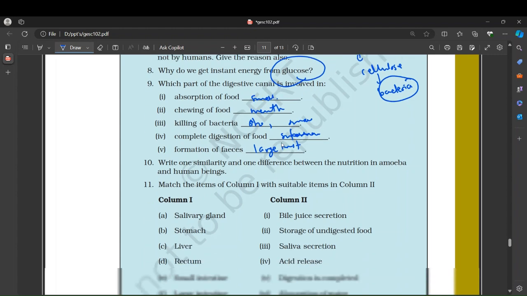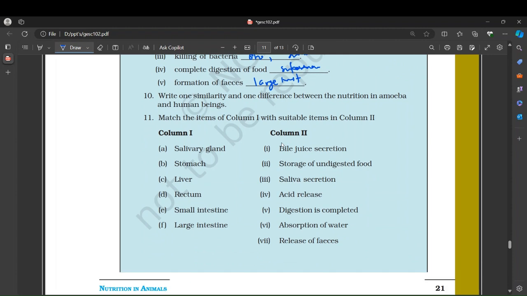Write one similarity and one difference between nutrition in amoeba and human beings. You can just write that amoeba has vacuoles but humans do not. But we have to write one similarity. It is about the digestion of the food. Waste product is given out from the body, the same as in humans.